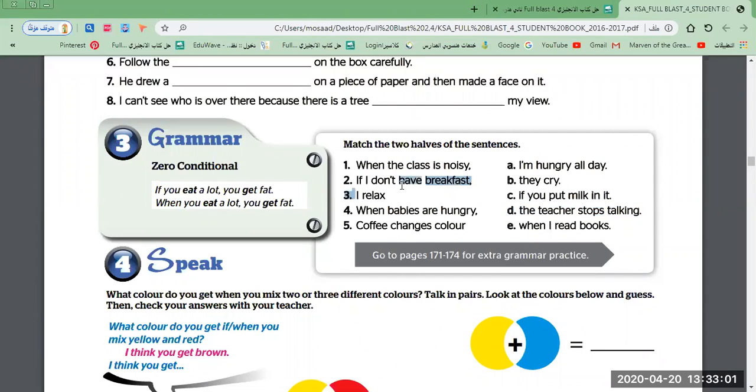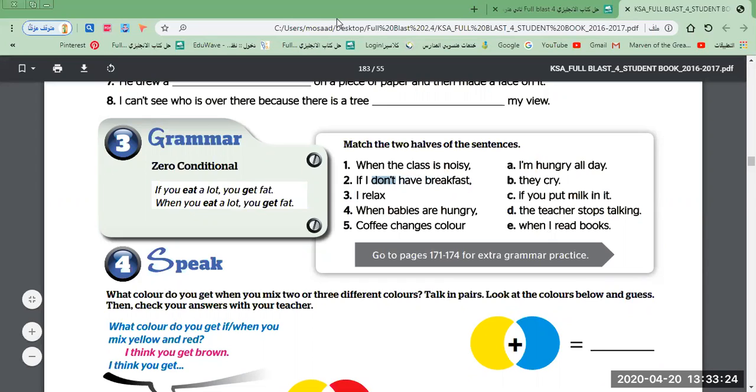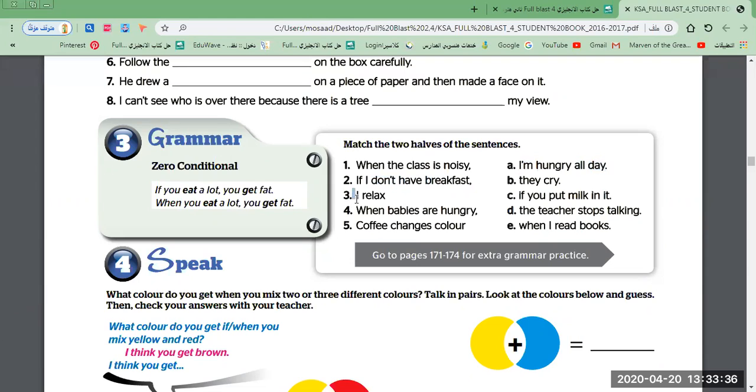Number 2, if I don't have breakfast, who can answer? With which one? A, B, C, E, which one? Rayan, what is the answer? It's A. I'm hungry all day. Thank you, Rayan.